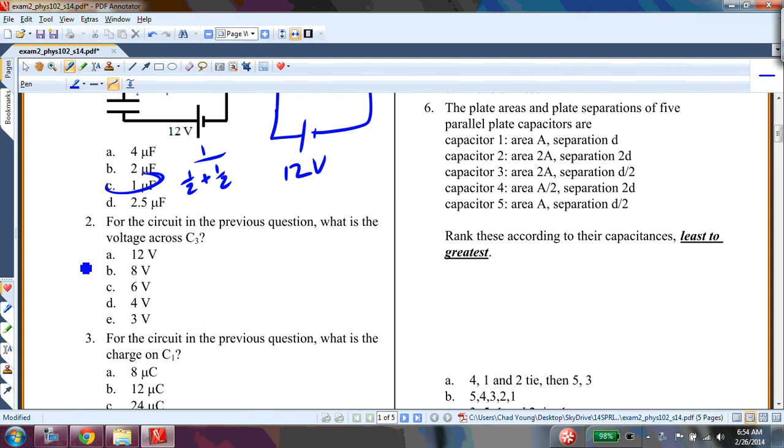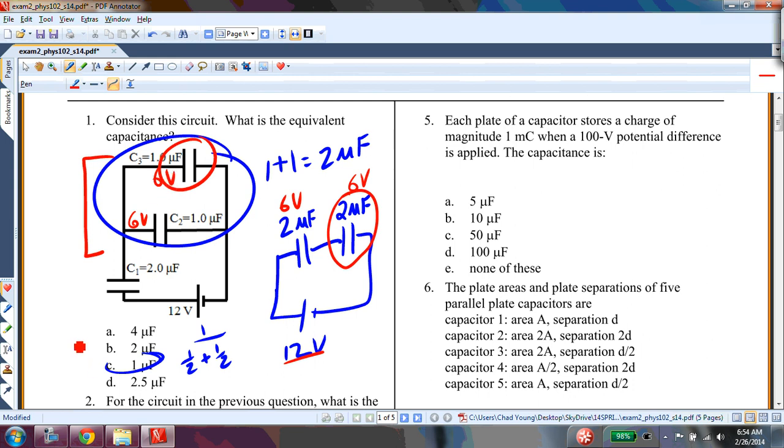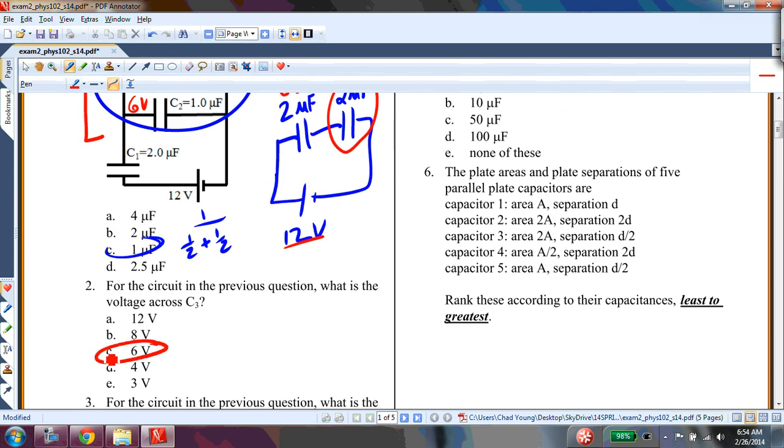For the circuit in the previous problem, what is the voltage across C3? Well, that's going to be the voltage across this capacitor. Recognize that these two capacitors are the equivalent of this capacitor. And the voltage across this capacitor is 6 volts because I have two identical capacitors hooked up to a 12-volt battery, and so their voltages have to add up to equal 12 volts, and they have to be identical. So I have 6 volts each. And capacitors in parallel have the same voltage, so both of these capacitors have 6 volts. So the answer to number 2 is 6 volts, which is C.